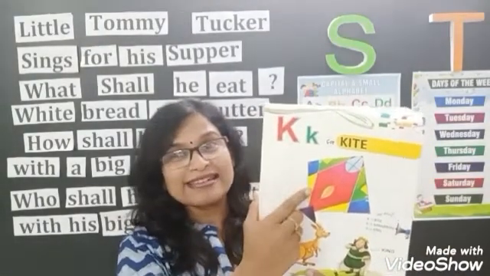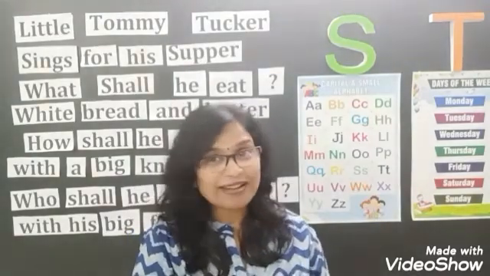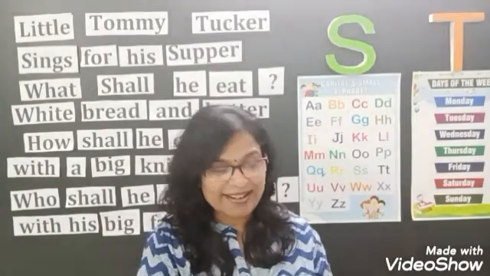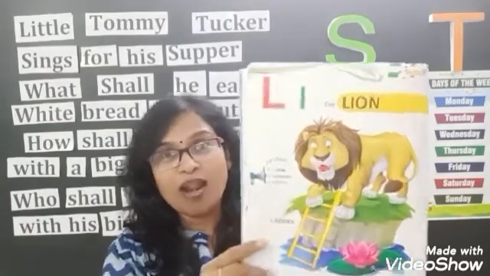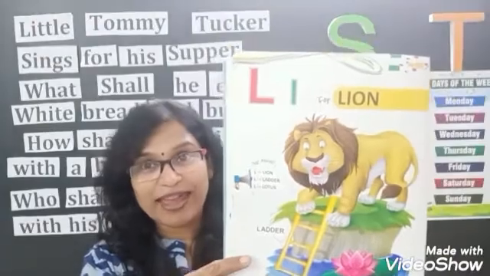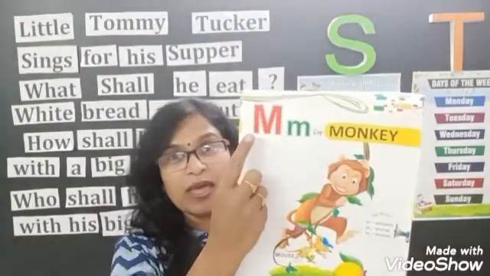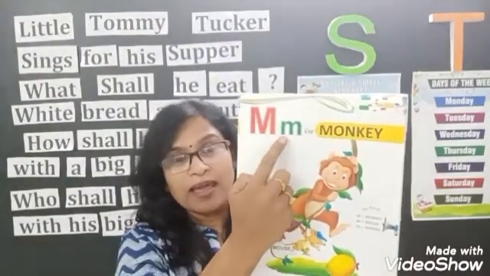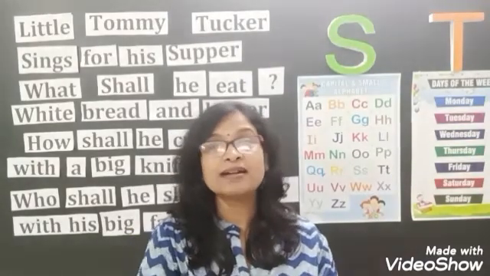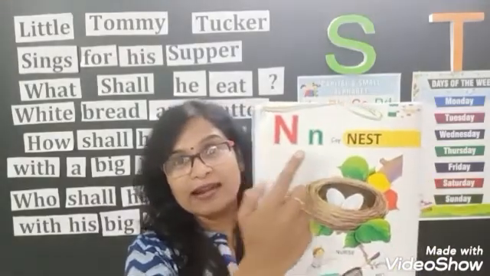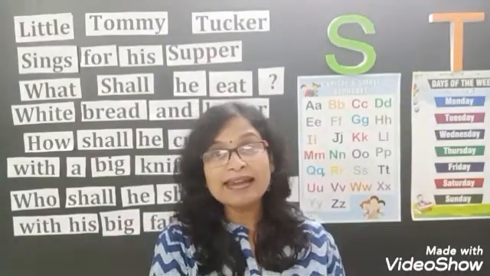K for kite. Capital K and small k. What comes after K children? Letter L. Capital L and small l. L for lion. Lion is the king of the jungle. Then we have letter M. Capital M and small m. M for monkey. After M comes letter N. Capital N and small n. N for nest. Birds live in a nest.